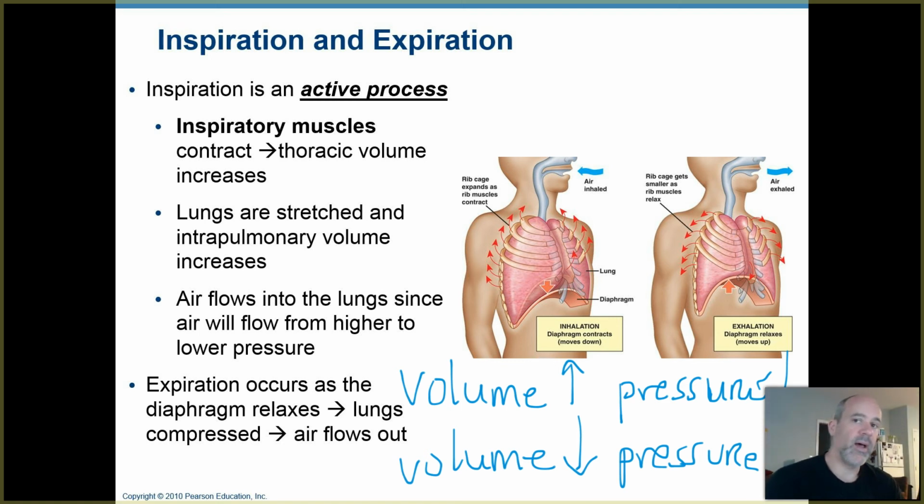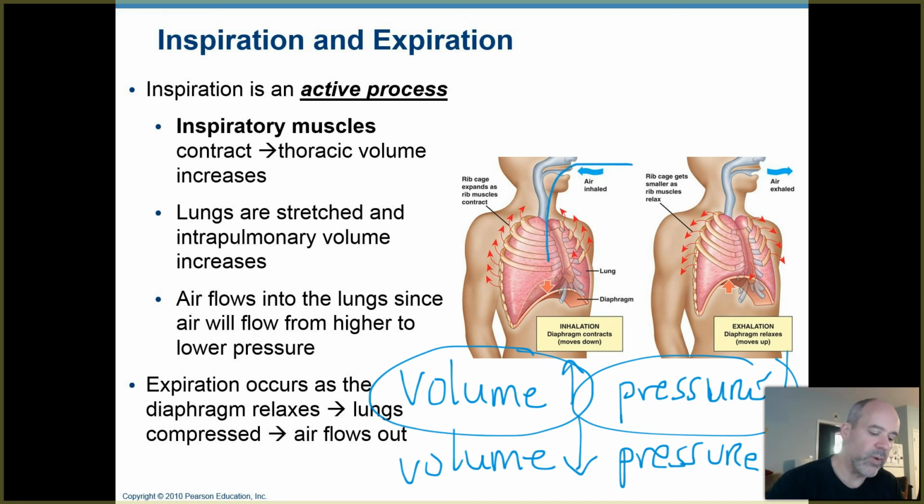So that's why as you expand your thoracic cavity, you increase the volume inside the thoracic cavity, and the air pressure in there goes down. So what's going to happen to air? Your air is going to flow into the lungs because as the diaphragm flattens out, air pressure inside the lungs goes down compared to the outside, and so air flows into the lungs from the higher to the lower pressure.